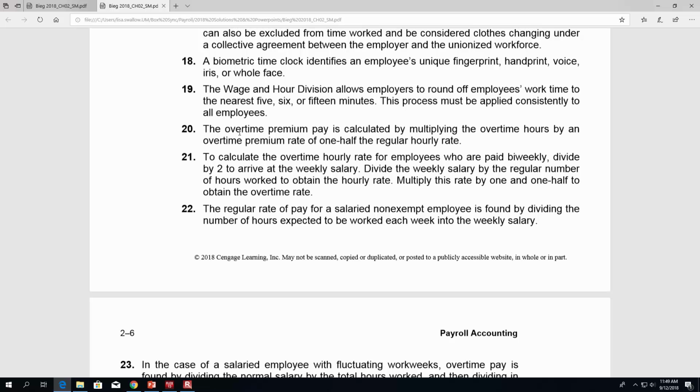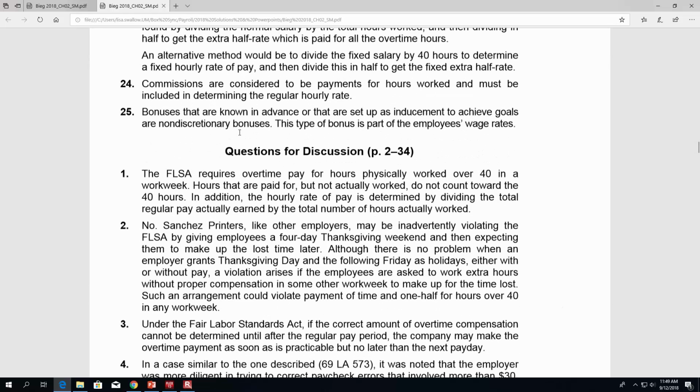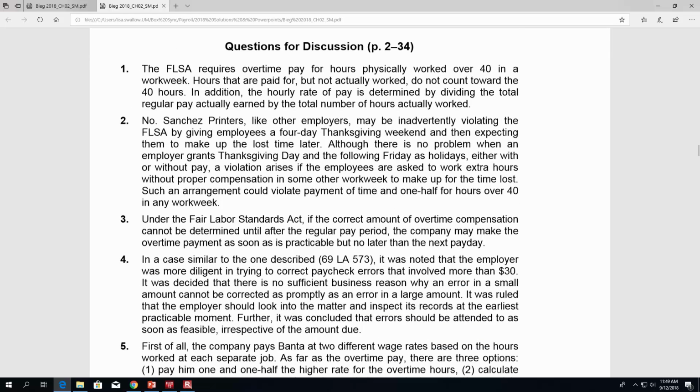Okay, discussion question number 2. Kelly? Along with many other companies, Sanchez Printers observes the Friday after Thanksgiving as a paid holiday. The company requires each employee to make up Friday's lost hours in the following work week by working extra hours without pay. Is Sanchez Printing proceeding legally by requiring its employees to work extra hours without compensation to make up for the hours lost on Friday holidays? What do you think? Certainly not legally. Absolutely not. They have to be paid overtime. The company could use a comp rate if it was agreed upon in advance, but they still have to pay overtime. They absolutely have to pay overtime. There's no way around that.